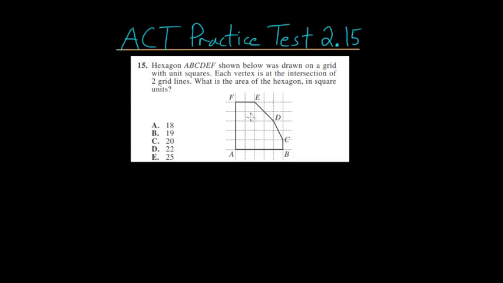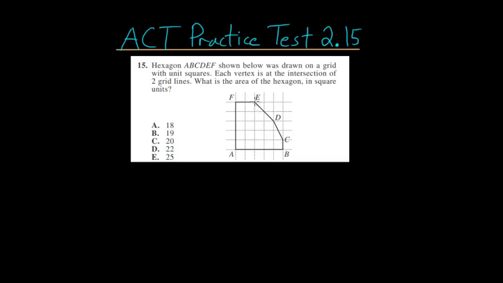So each one of these boxes here takes up exactly 1 unit squared. Or in other words, you can say the area of just one of these boxes would be 1. So the question is, what's the area of this entire hexagon? And what you can always do is see if you can break up a shape into just rectangles and triangles, because it's easy to find the area of those shapes.